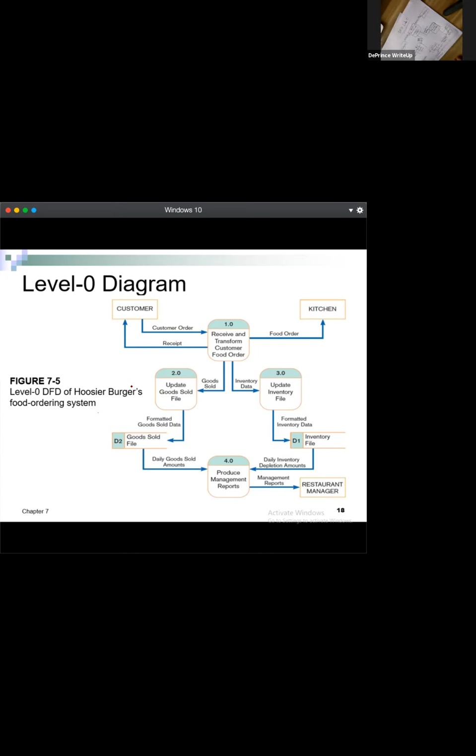So you as the system analyst, do you think you can break down any of these reports process into more processes? If your answer is yes, that means you need to have another level 1. You need to have DFD level 1. Okay, so let us say which of these processes can we break down into more processes.